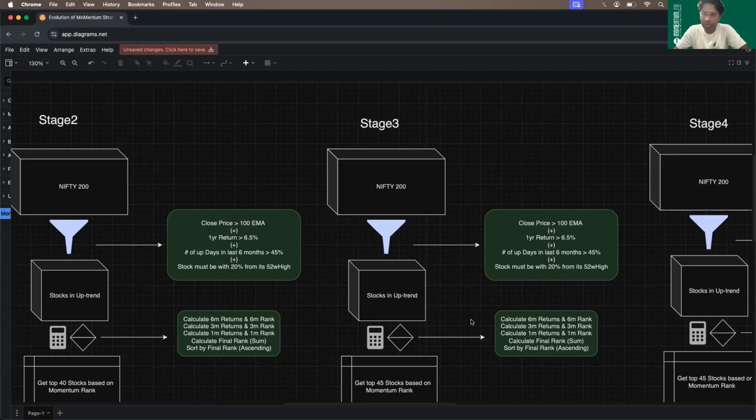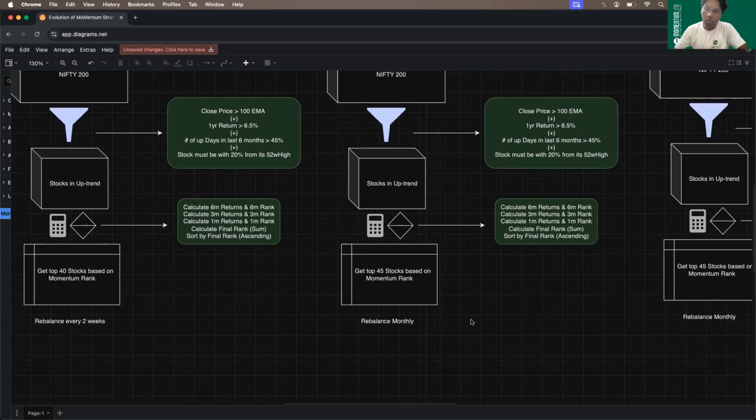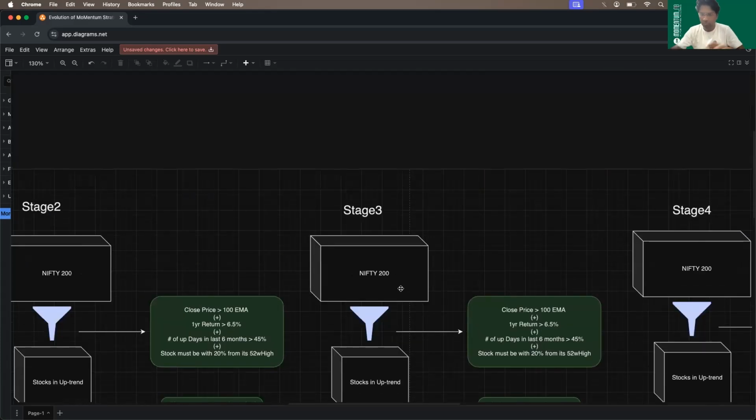increasing the worst rank held, so that I don't remove the stocks immediately if they fell from, let's say, 15 to 40. If I have more leeway, then I have more opportunity to let them still be in my portfolio. So the worst rank held got increased from 40 to 45. And the second thing was the rebalancing frequency changed from 2 weeks to monthly. So that was the stage three, which I'm in right now.